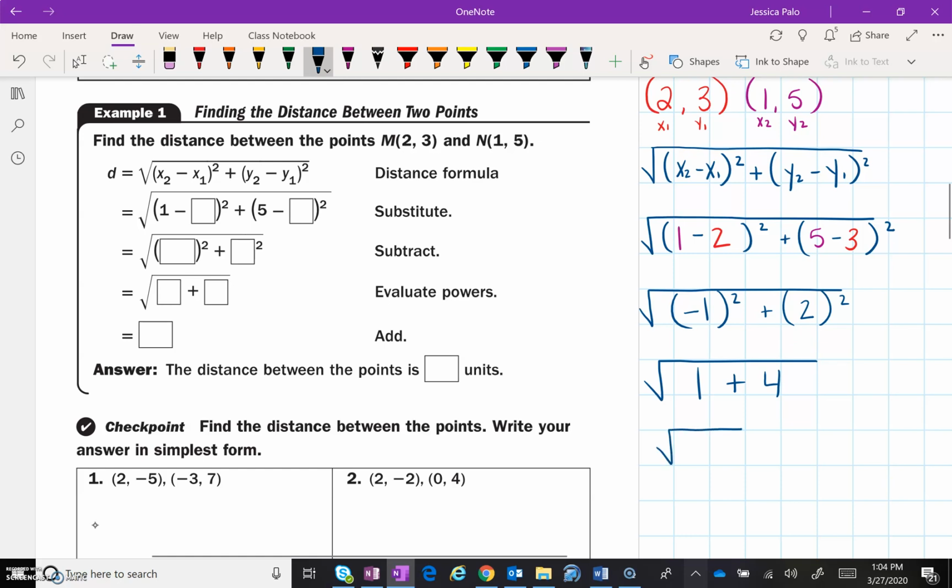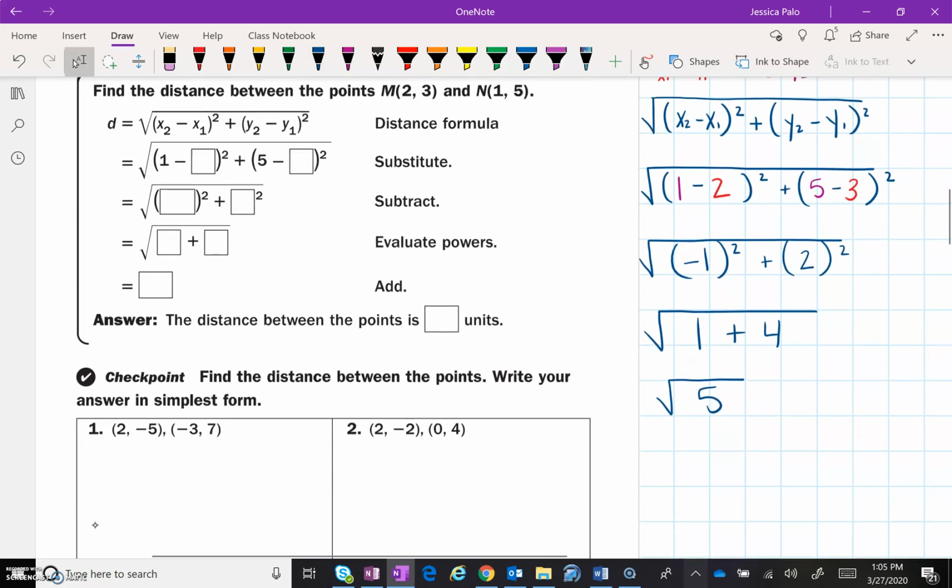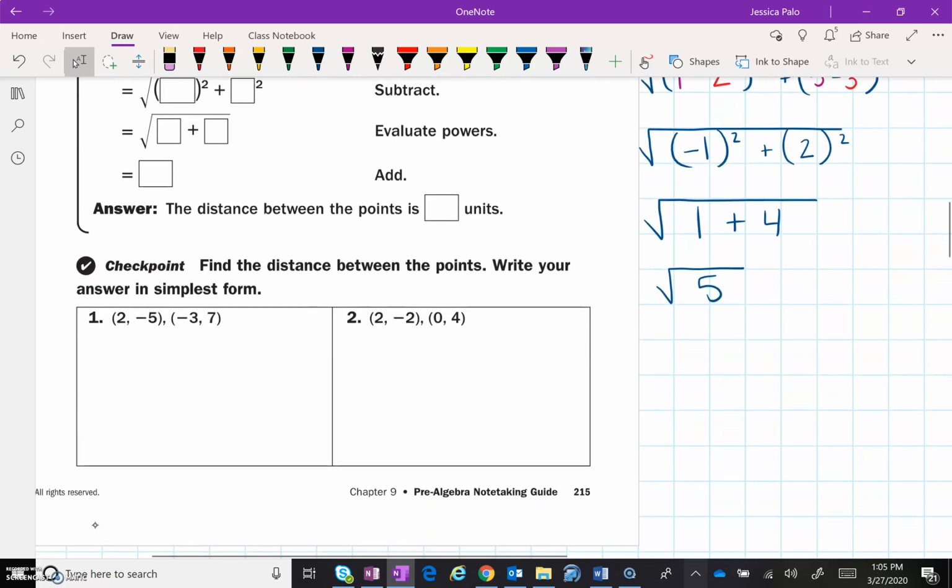So the distance between point M and point N is radical 5. That is the distance. The distance between the 2 points is radical 5 units. And there you go. That is in simplest form. Now you try this out doing these 2 checkpoint problems. Make sure you label your points and rewrite the formula. Pause the video and come back when you're finished.